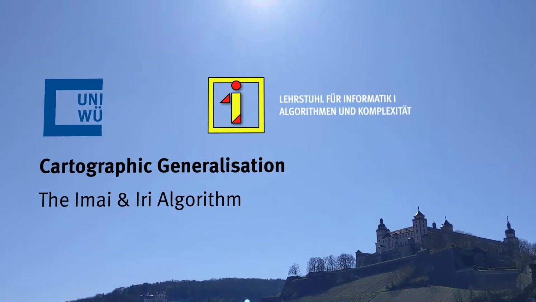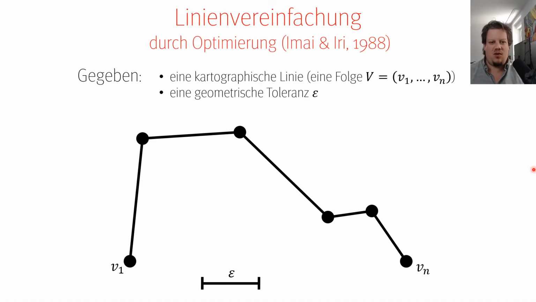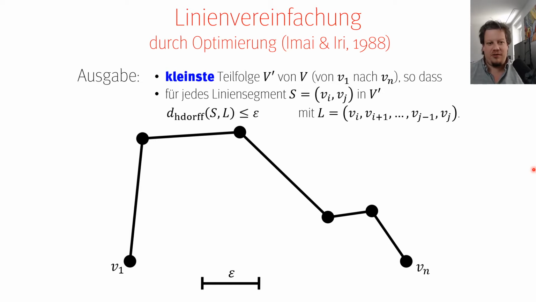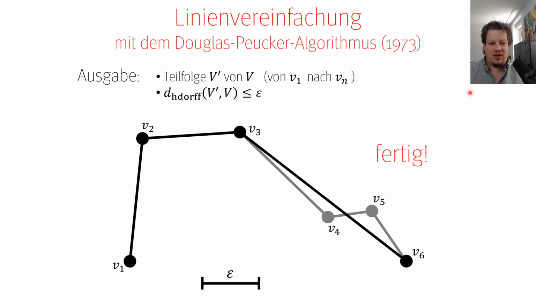Like I said, we're going to stick with the same setup. We have our polyline and we have our geometric tolerance. And now, as I alluded to, what we want is the smallest subsequence of the vertices, still definitely from V1 to Vn, such that I have this condition about the replacements, the one that I also observed for Douglas-Peucker. So again, we are not actually optimizing under this condition, which is remarkably tricky.